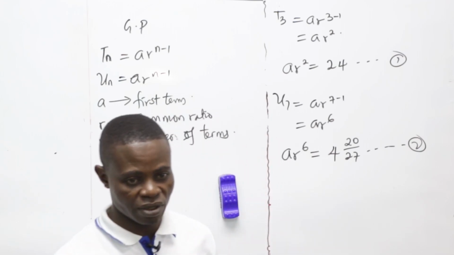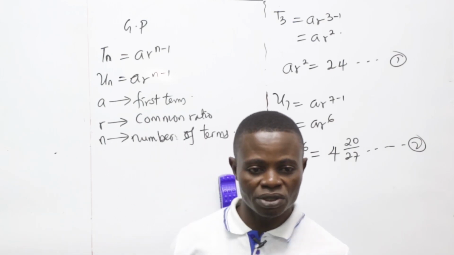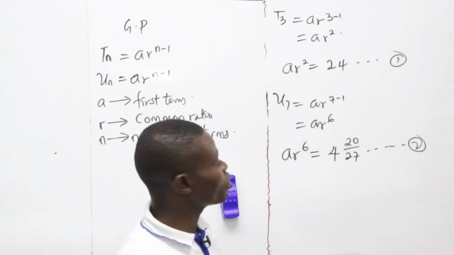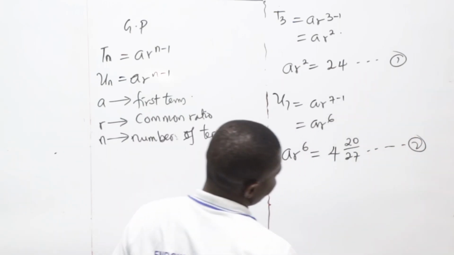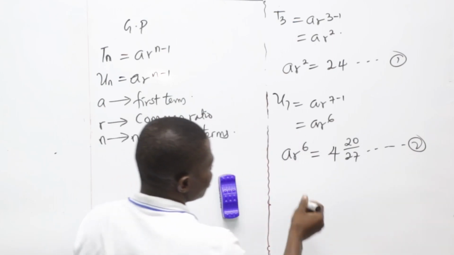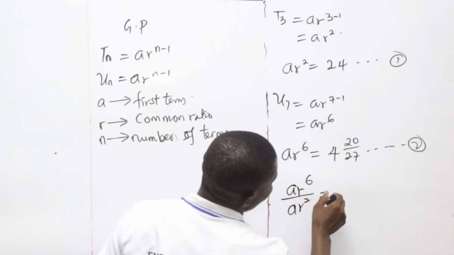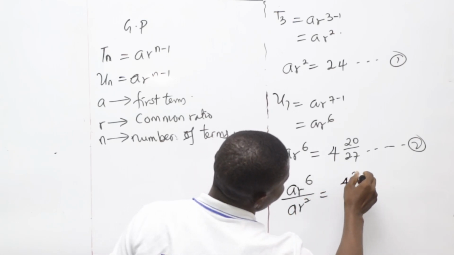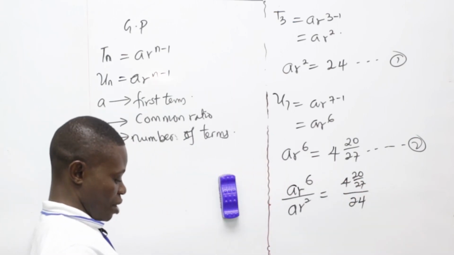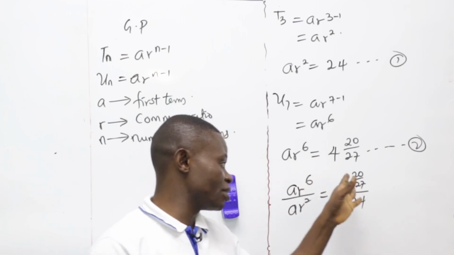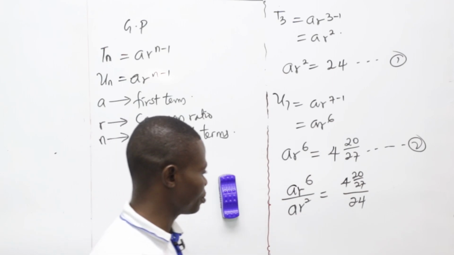Now, in this question, for us to proceed, we must target our common ratio. Otherwise, you can't solve. You cannot solve for two unknowns in maths. Well, how do you do it? Equation 1, equation 2. Meaning, second term divided by first term equals 20 over 27 divided by 24. I know some of you, your challenge is you don't like seeing a mixed fraction. No problem. See how we're going to handle it here.